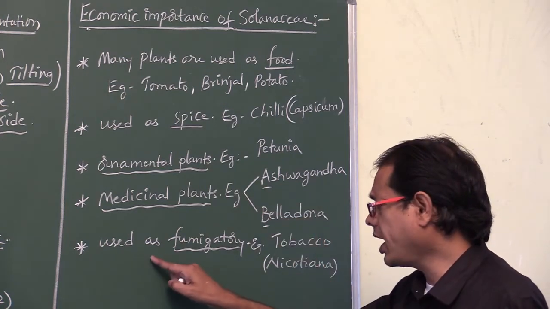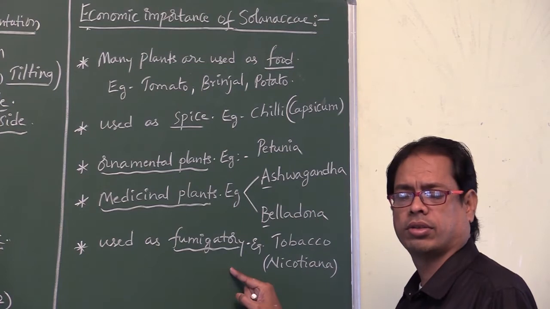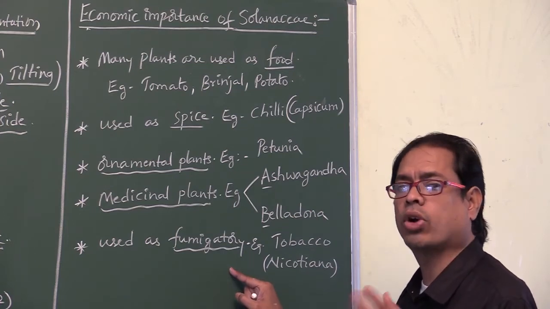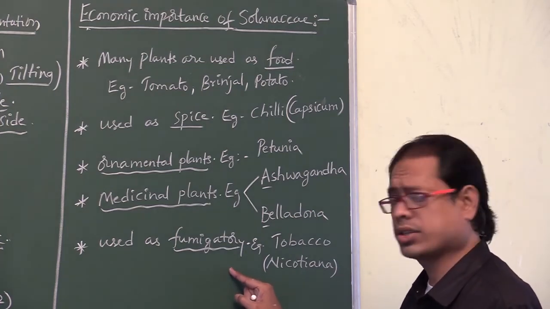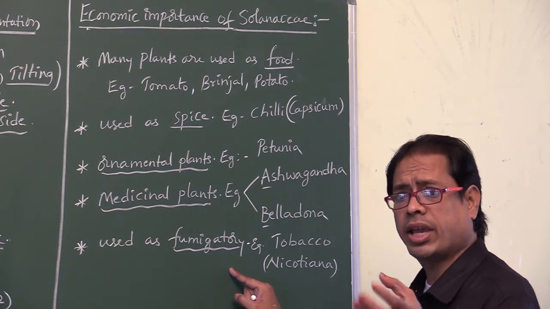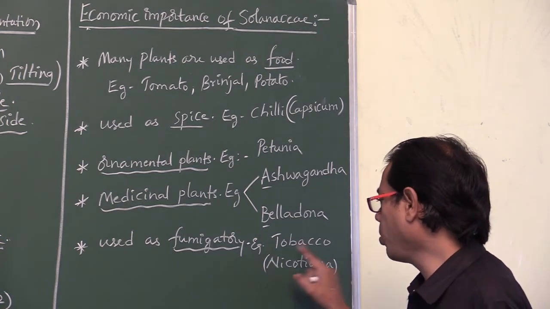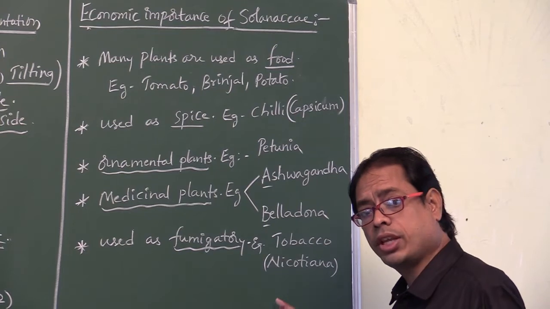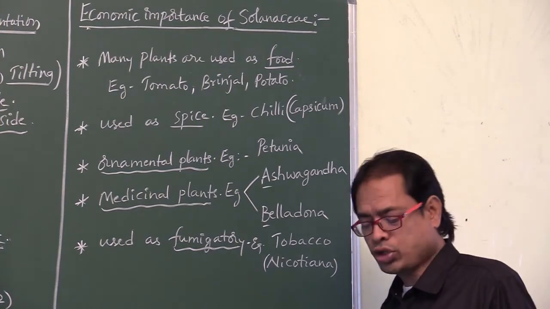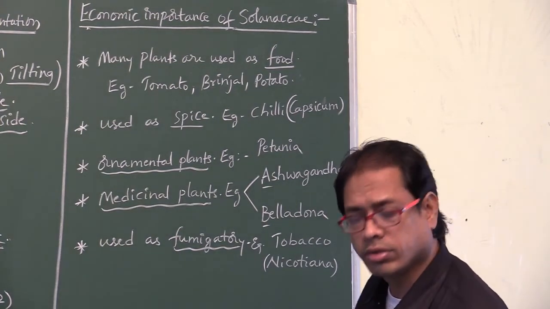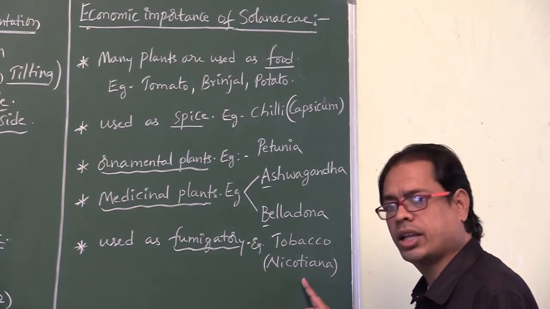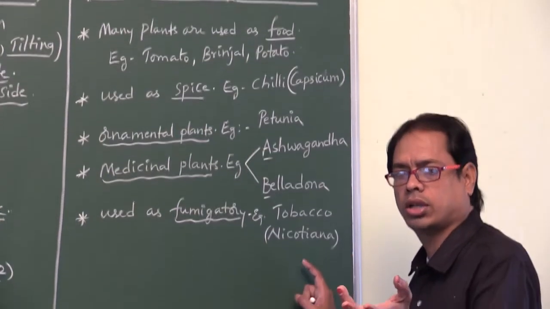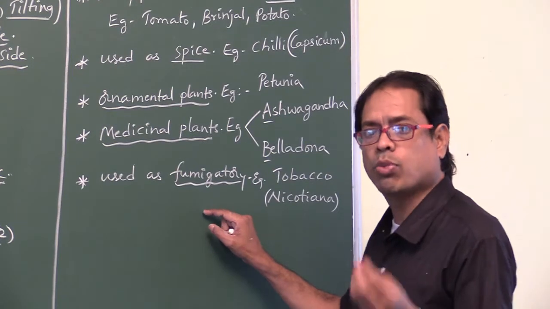Some plants are used as fumigatory. Fumigatory means useful for smoking, that means it is used in cigarette making. Example, tobacco. Scientific name is Nicotiana tabacum. Which plants are used as fumigatory? Tobacco, Nicotiana, which gives smoke. Fumigatory means which gives smoke.